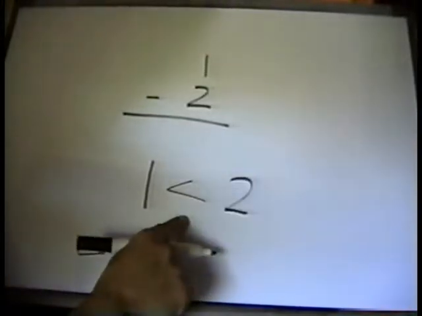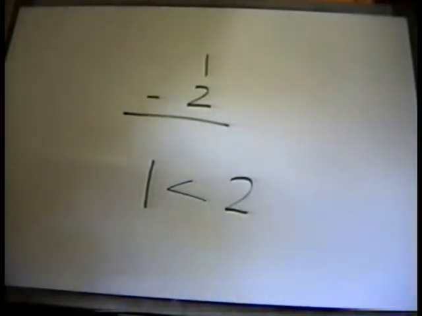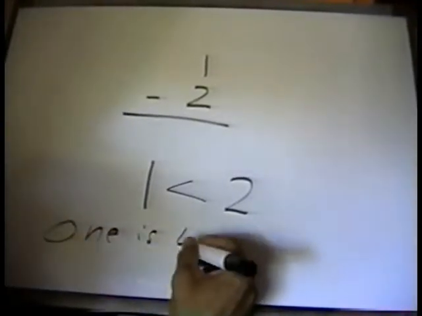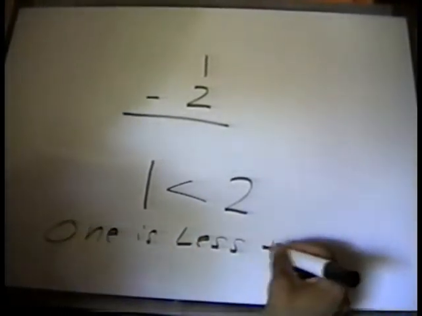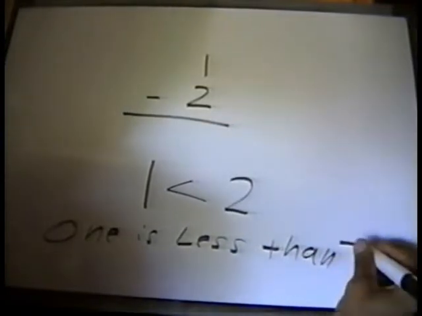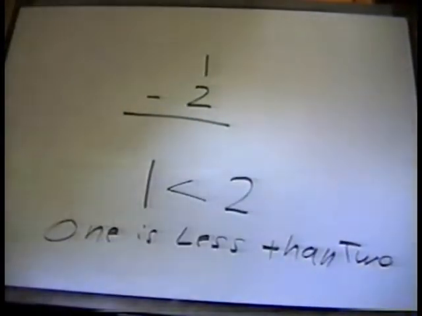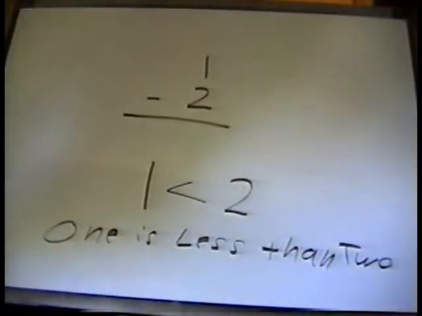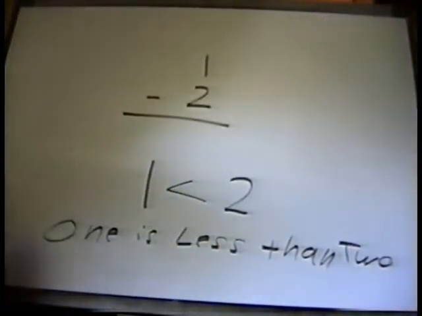Here we're subtracting a greater number from a lesser number. See, because 1 is less than 2. That means 1 is less than 2.